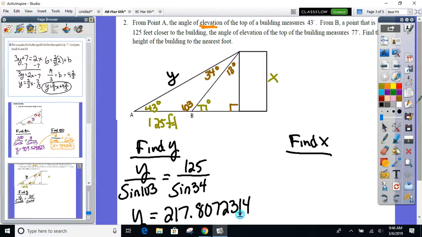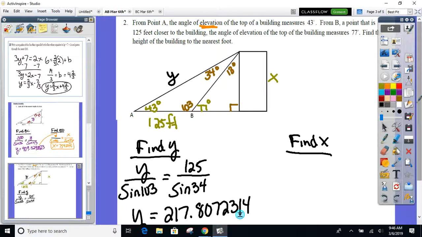Okay, let's talk. Different ways to find x. Now that I had this side, different ways to find x. I could still use law of sines. Or I could use SOHCAHTOA. How? Now, if I'm going to use SOHCAHTOA, tell me the angle you're going from now.